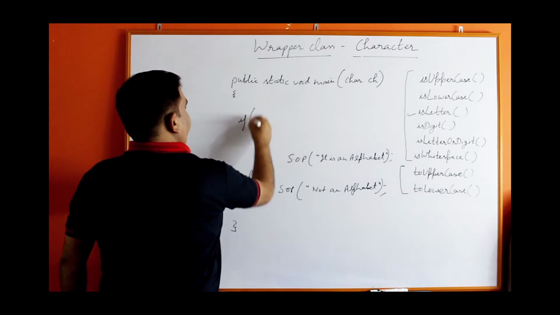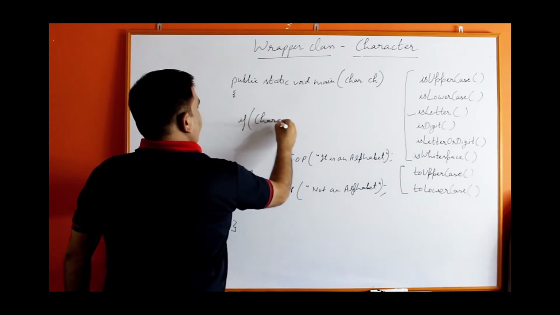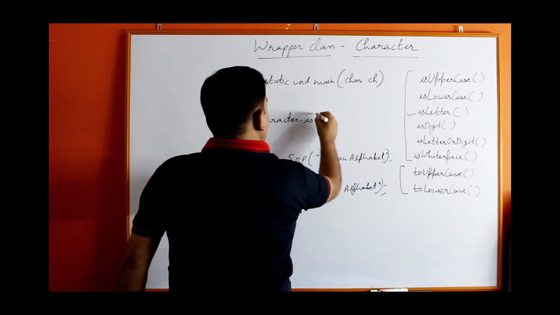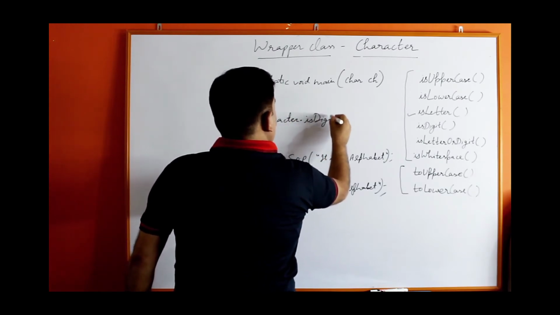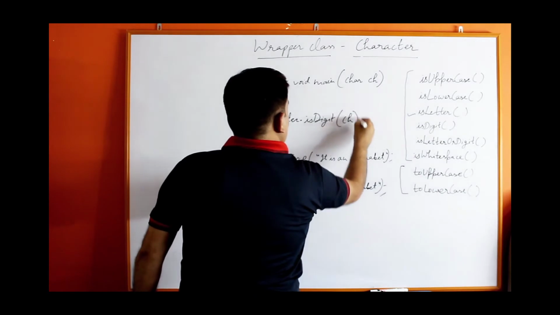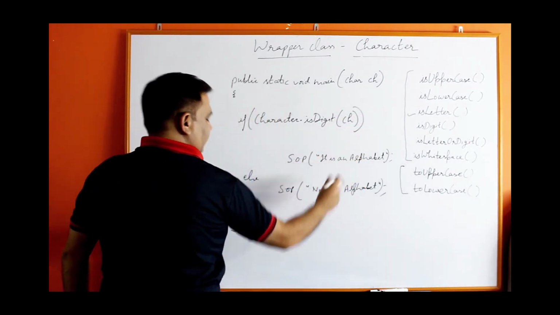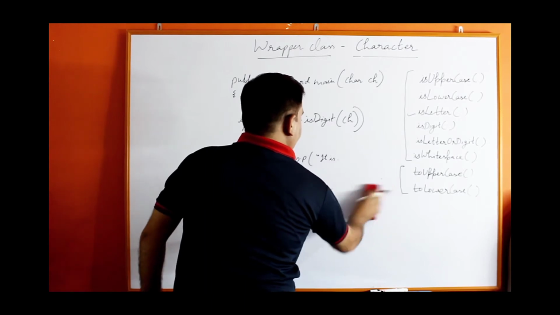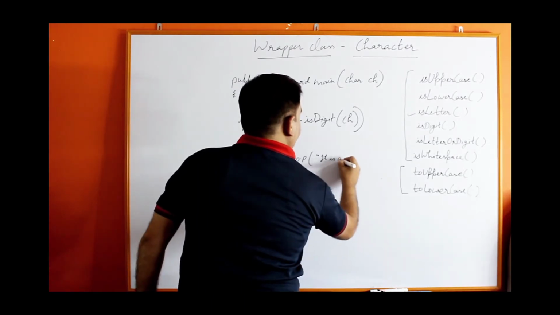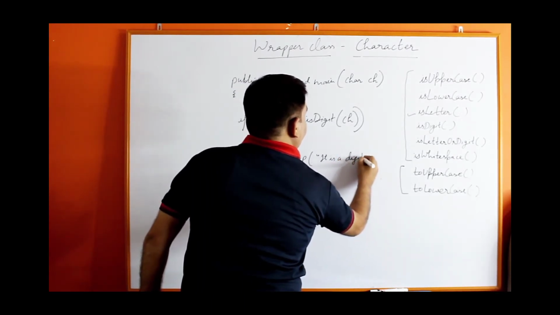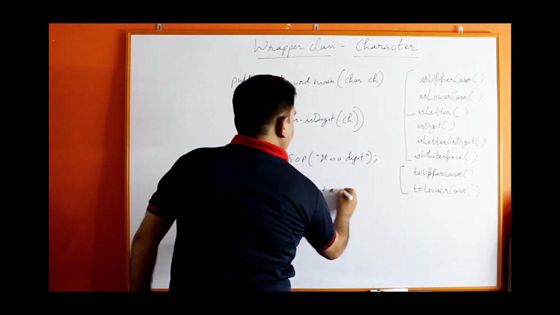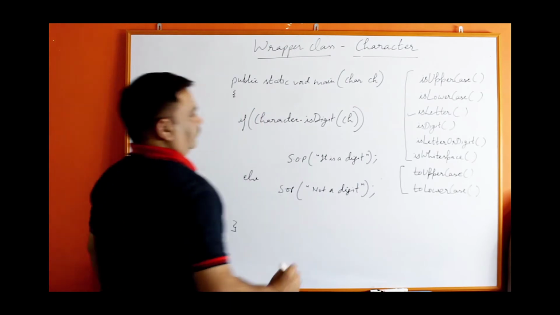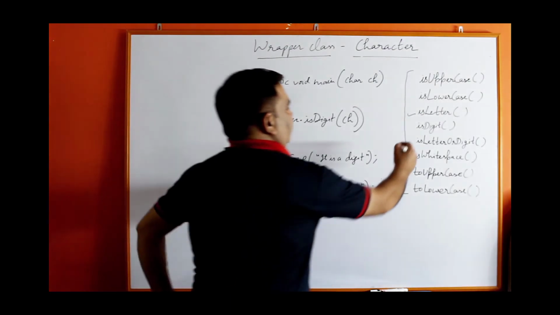If I write if Character.isDigit, print it is a digit, else not a digit. It is a digit means any digit from 0 to 9, not a digit. So this is the function.